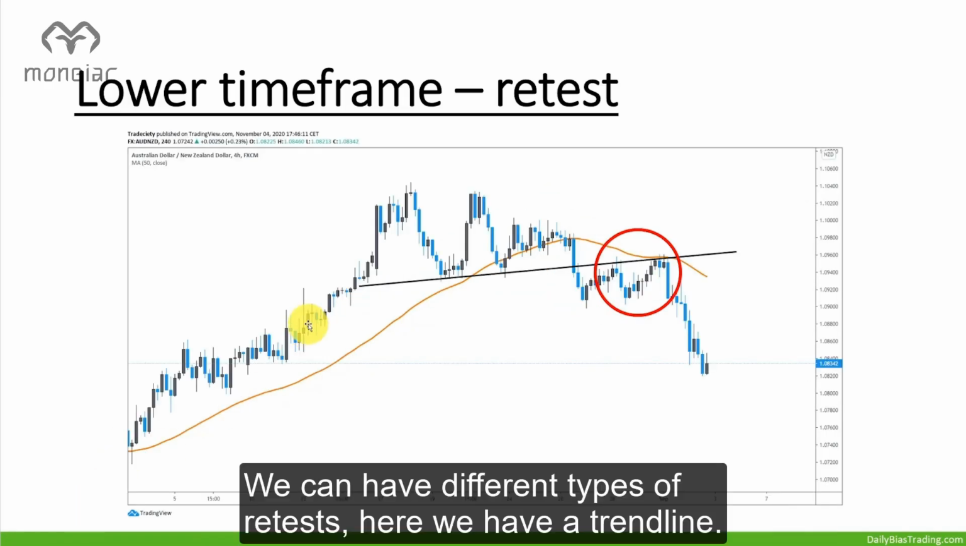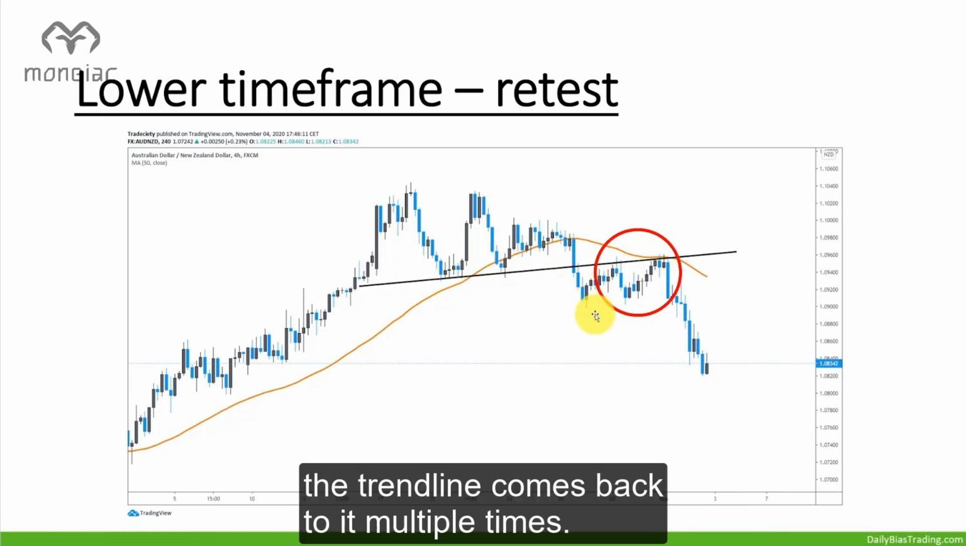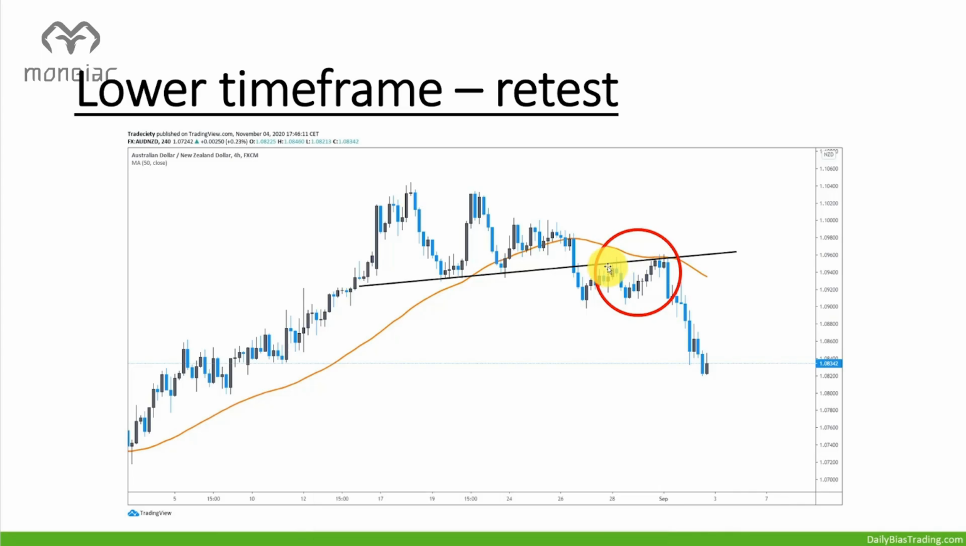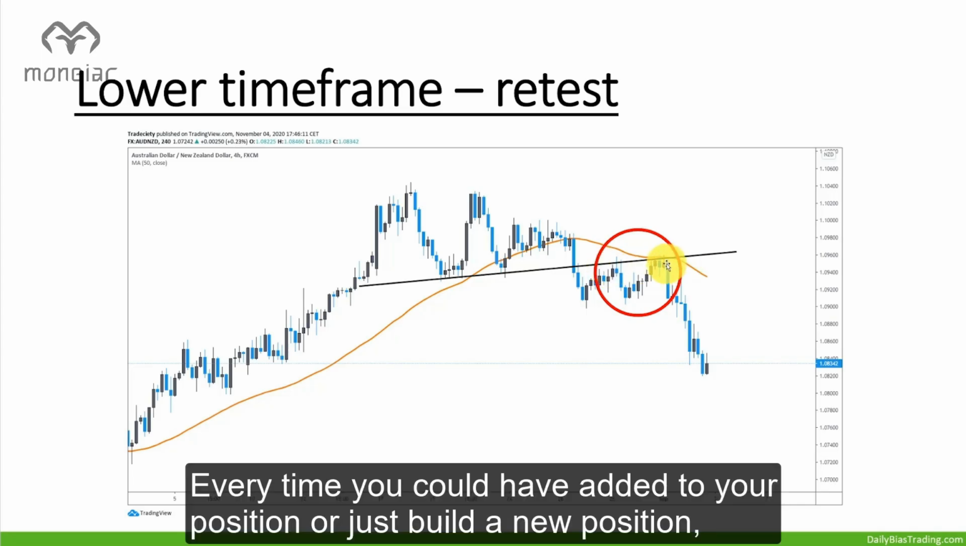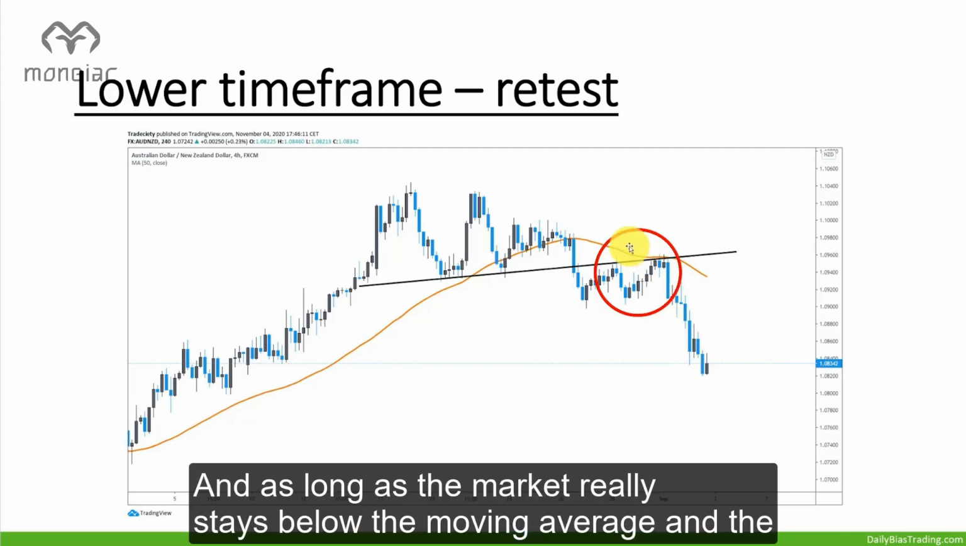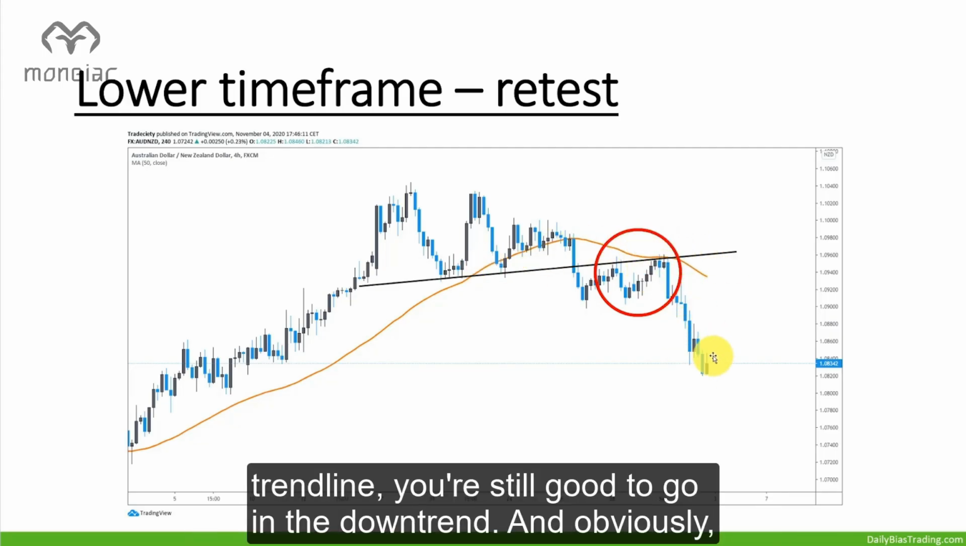We can have different types of retests. Here we have a trend line. You can see that the market breaks the trend line, comes back to it multiple times. Every time you could have added to your position, or just build a new position if you have missed the breakout. And as long as the market really stays below the moving average and the trend line, you're still good to go in the downtrend.